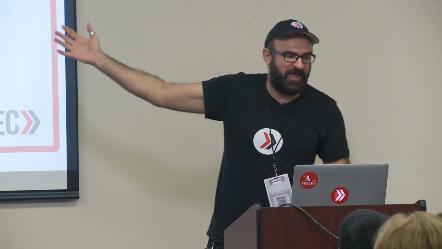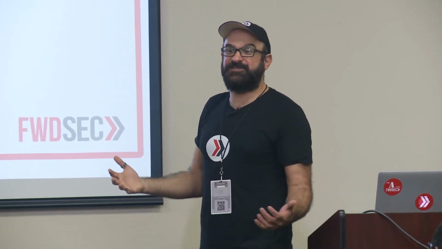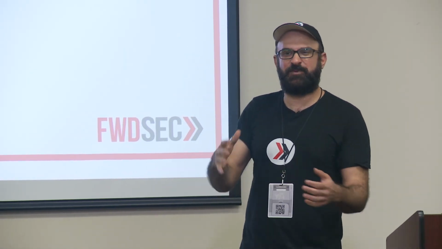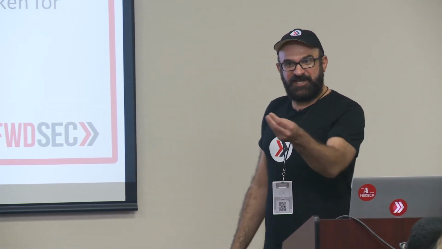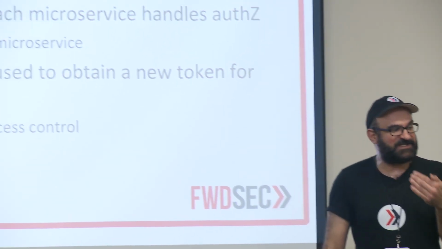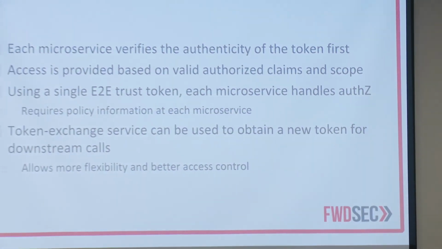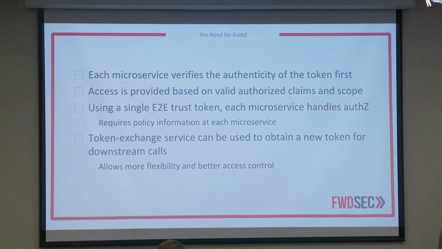And the token's claims can include things like the end user and issuer's identity, right? It can include identities of specific consumers. Hey, this token can only be used by this consumer, not by everybody, right? So if someone stole that token, maybe that would be a good mitigation for that. And also an expiration time in there as well. And each microservice verifies the authenticity of the token first, as I mentioned, and then access is provided based on valid authorized claims and scopes that are specified in that token.